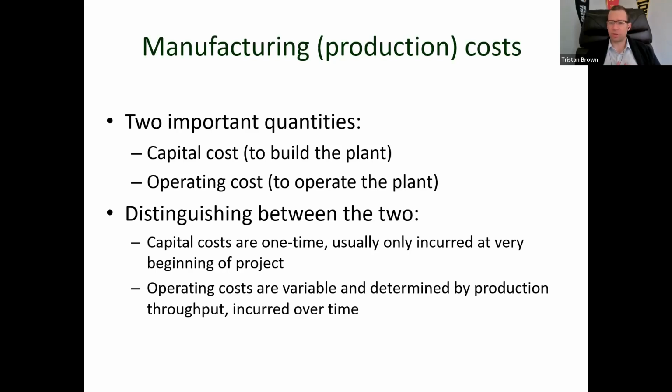So production costs ultimately are going to be a function of both, because the capital cost does have to be paid off over time, right? You have to take out a large loan, you're going to have to pay that loan back. So capital costs are paid back over time, and that's going to be reflected in your production costs. And then your operating costs, right?